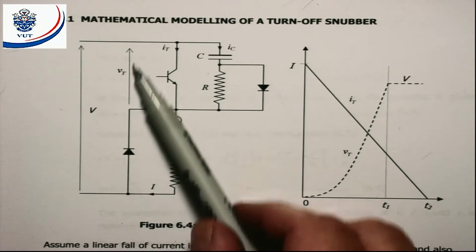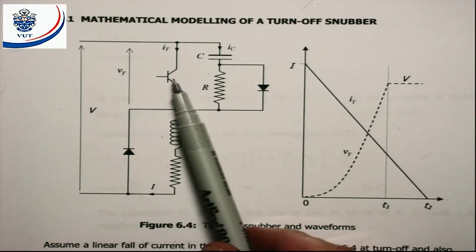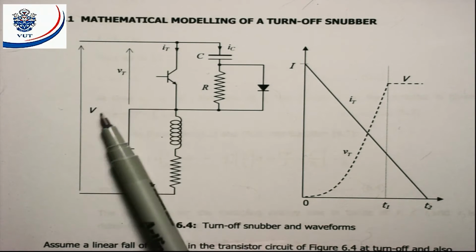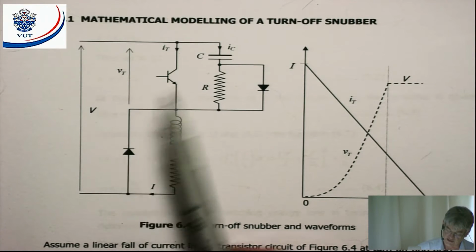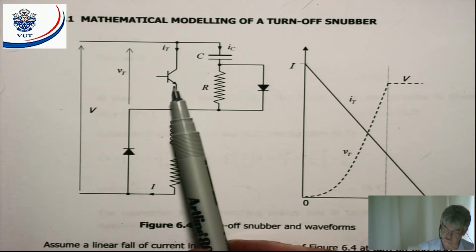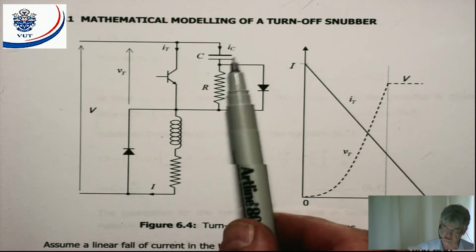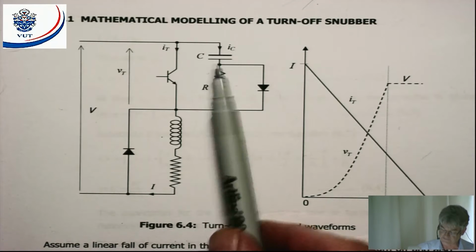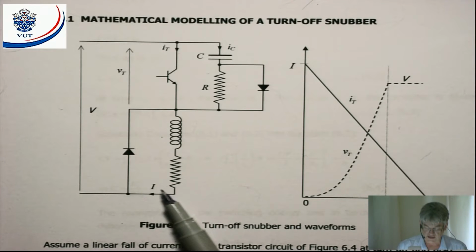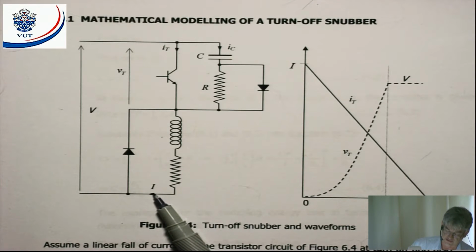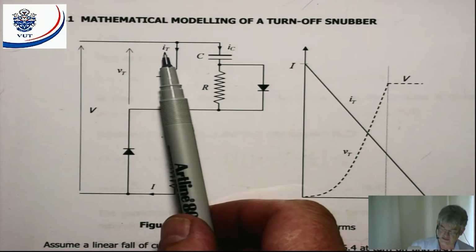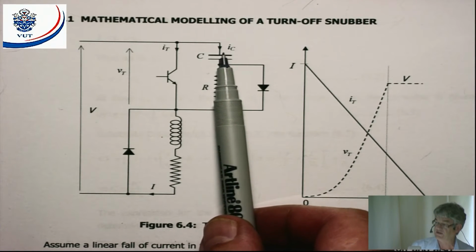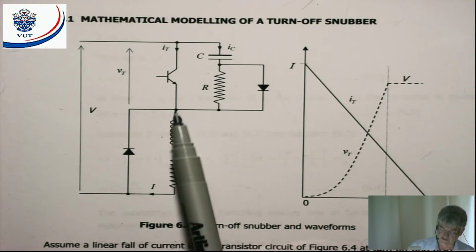Now Vt here is the voltage over the transistor. V is the voltage that is supplied to the circuit. IT is the current flowing into the transistor, and IC is the current flowing into the capacitor. And I is the total current. So if I look at I, it will be I transistor plus IC coming together at this junction here.